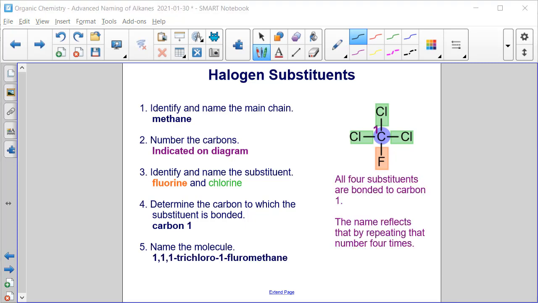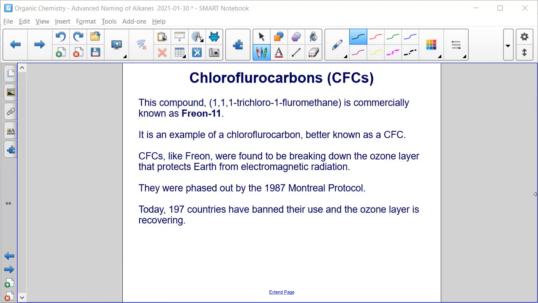And so all those ones just tell us that each substituent is on carbon number 1. The thing to note here is all 4 substituents, 1, 2, 3, 4, are bonded to carbon 1. And the name here reflects that by showing 3 chlorines bonded to carbon 1 and 1 fluorine bonded to carbon 1. This 1,1,1-trichloro-1-fluoromethane is commercially known as Freon 11.